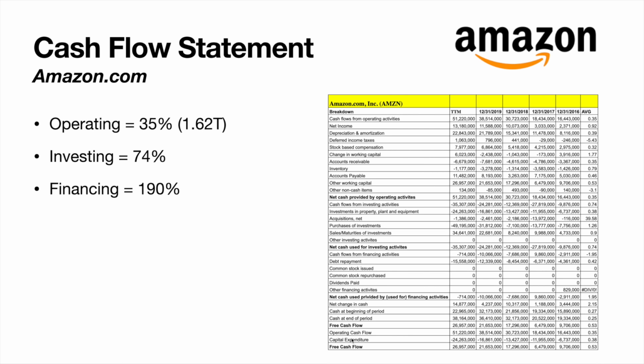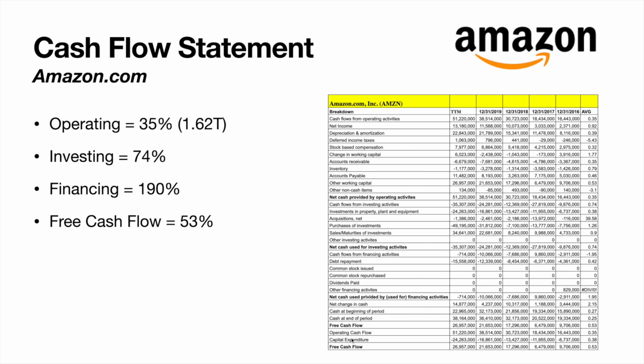Net cash used for financing activities overall trends negative, and this may indicate that Amazon is paying off its debt aggressively at about 190%. This is a very good sign because Amazon is not just using most of its cash on investing activities, but it also focuses heavily on paying off its debt at the same time.